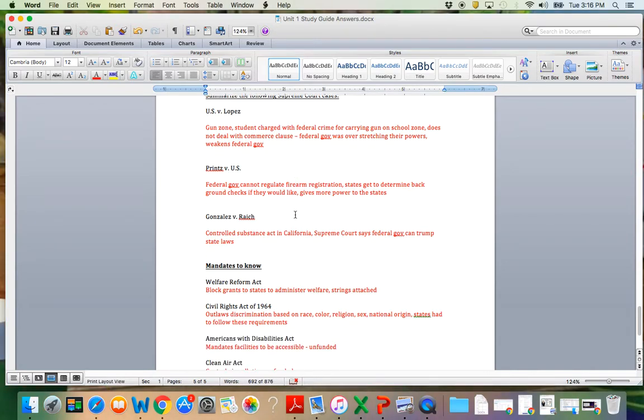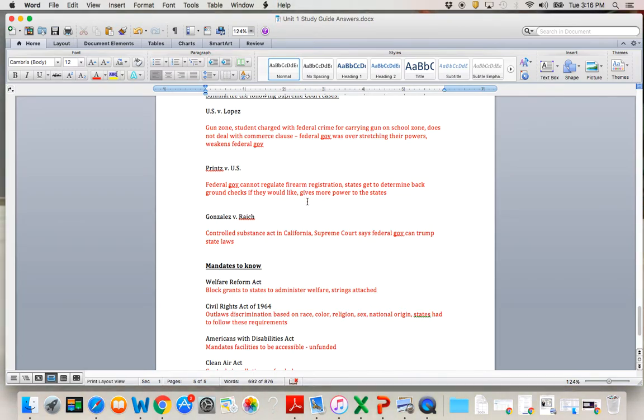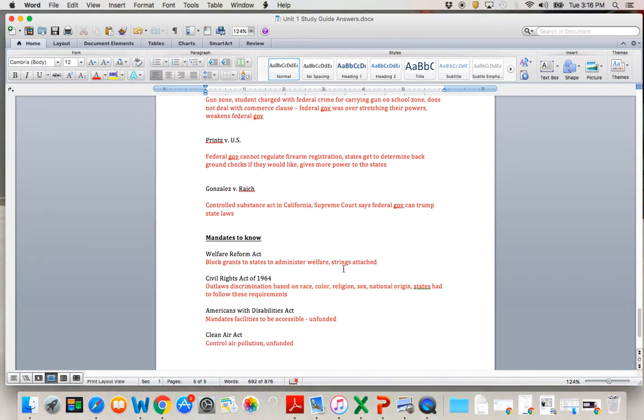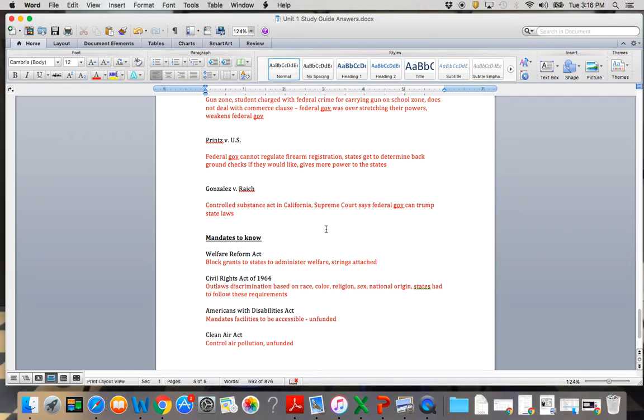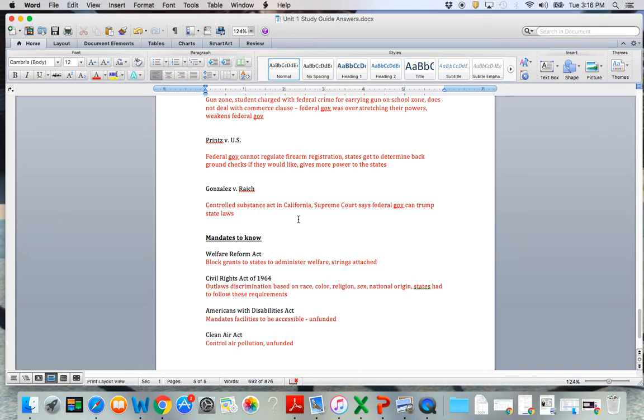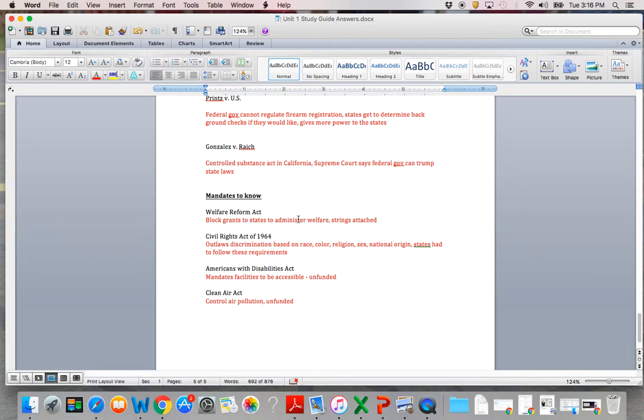Printz versus United States: the federal government cannot regulate firearm registration. That is up to the states to issue those licenses and determine if they want to have background checks. It gives more power to the states. Gonzales versus Raich: the Controlled Substances Act in California and medicinal marijuana. Raich said that the government couldn't regulate this, but the Supreme Court used the Supremacy Clause, saying any federal law in the Constitution can trump the state laws.